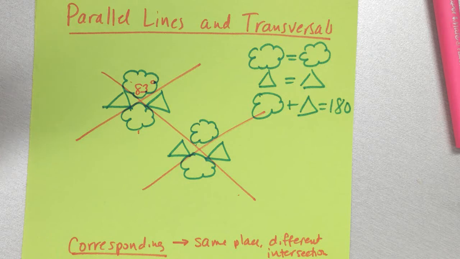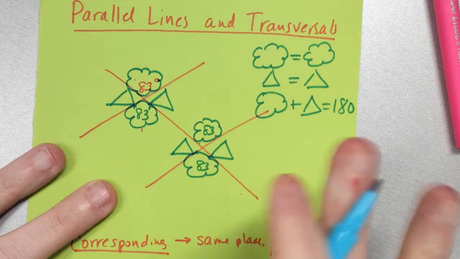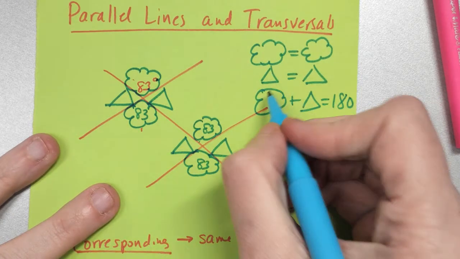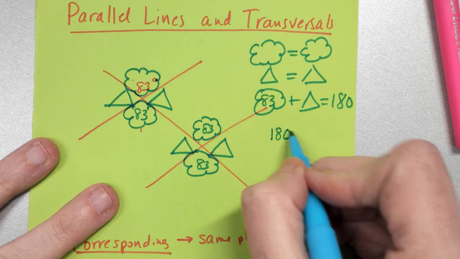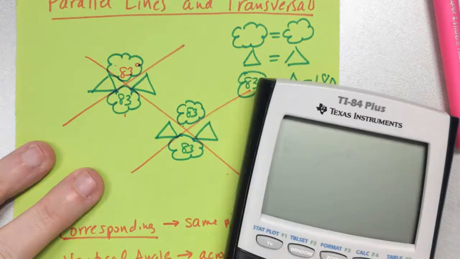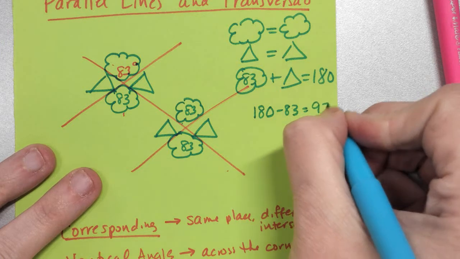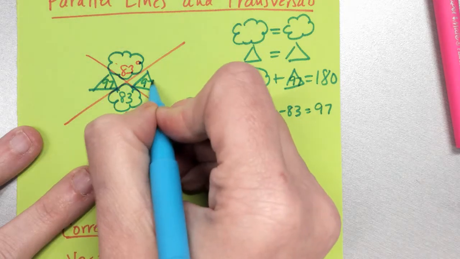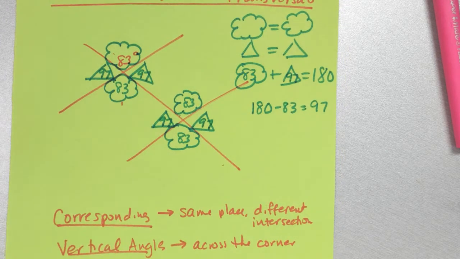This means anywhere I see a cloud, I can put an 83. I mean, not always, but just because this one's an 83, okay? And it means 83 plus something equals 180. So if I want to find out what that is, I just say 180 minus 83, and then I let my calculator do its magic. 180 minus 83 is 97. So that means that the triangle is 97, which means that every triangle is 97. So just knowing one angle, I was able to find all 8 of them.